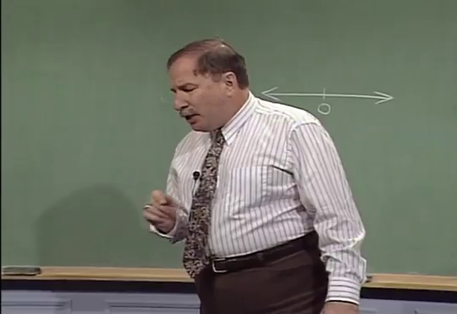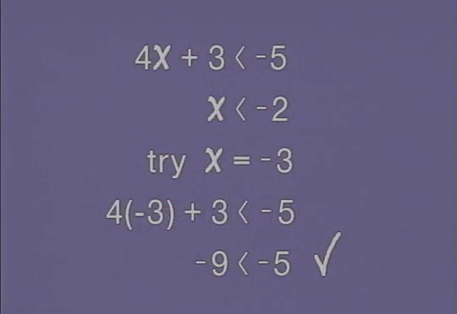Let's take a look at the next visual, which starts out with the same problem we had before. That is the first problem, 4x plus 3 is less than negative 5. The solution was x is less than negative 2. And in this case, we tried x equal to negative 3. Why do we try that? Because negative 3 is less than negative 2. It should work. It does. Notice the check mark. On the other hand, if we tried negative 2, it doesn't work. Now, why doesn't it work? Because remember, x has to be less than negative 2, and negative 2 doesn't work.